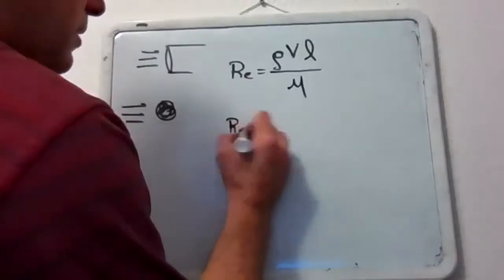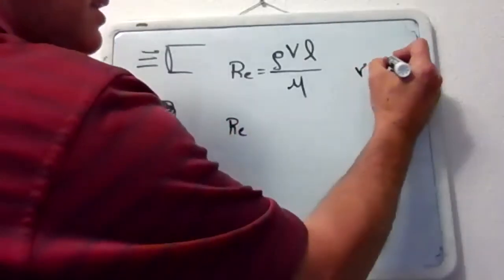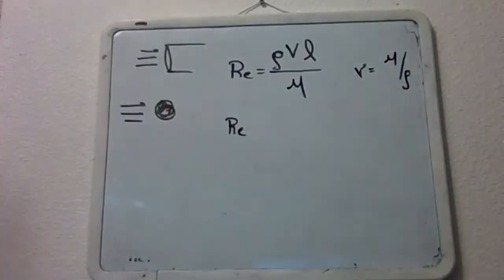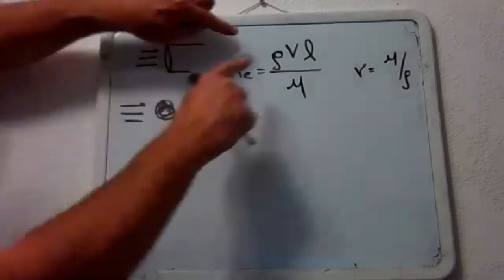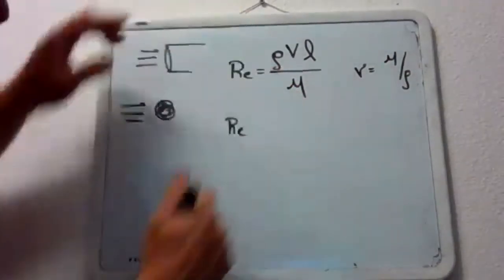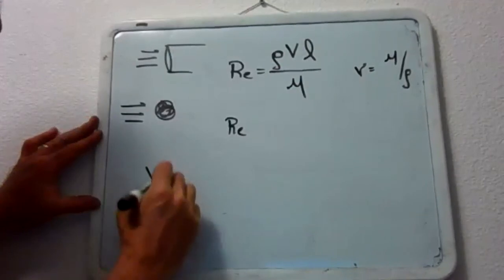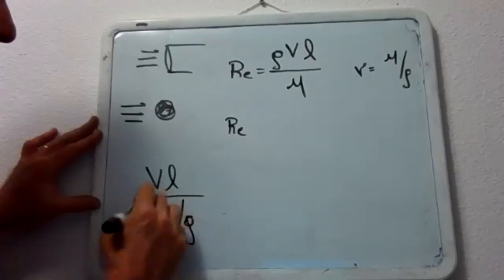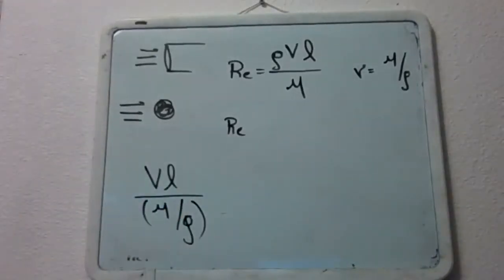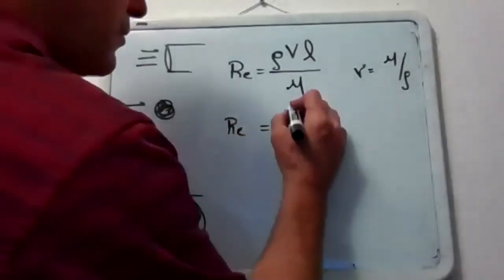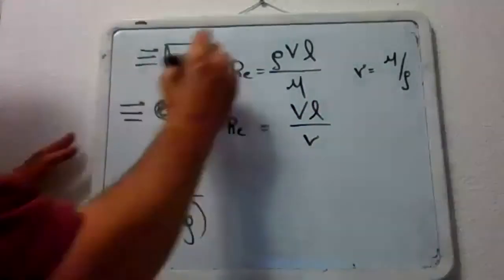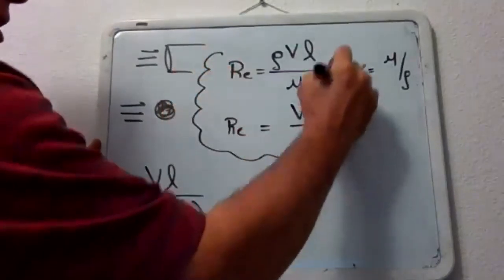If kinematic viscosity is mu over rho, we don't need all four parameters. We could do this calculation a lot more quickly, because I could take this rho and put it down here, and I would have that the Reynolds number is speed times characteristic length divided by mu over rho. And that's kinematic viscosity. So another way of doing the Reynolds number is V times L over nu, kinematic viscosity. Both these are good equations.